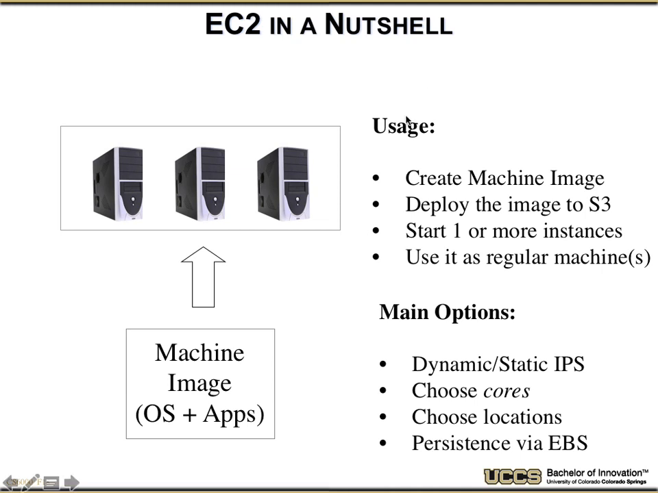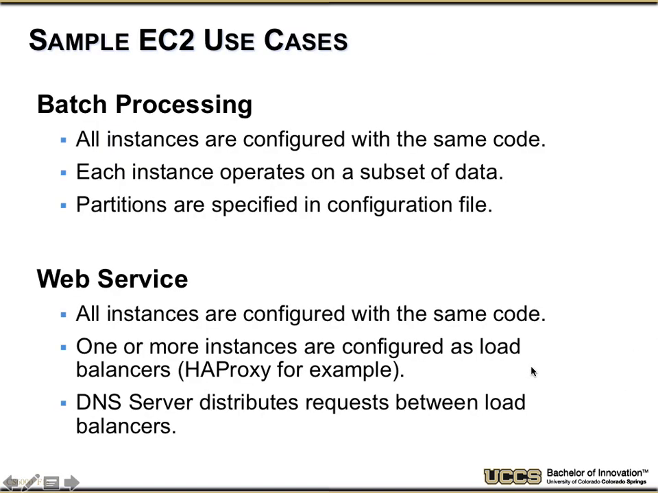So the main options that you have are whether or not you're going to have dynamic or static IPs. There's a price differentiation. How many cores you're going to want to have. Where you want it to run. Do you want it to run in North America east, west? You want it to run in Singapore? You want it to run in Europe? And what kind of persistence you're going to have in terms of the Elastic Backing Store, where you're going to store your data.